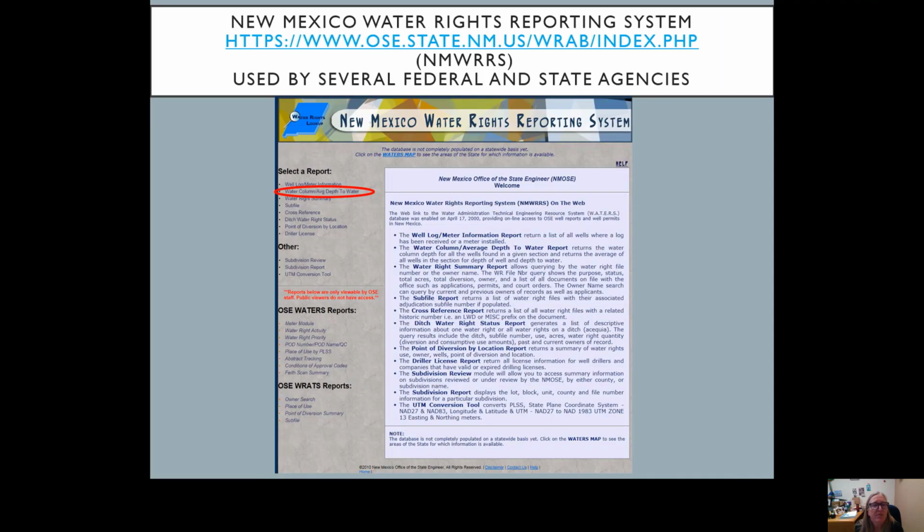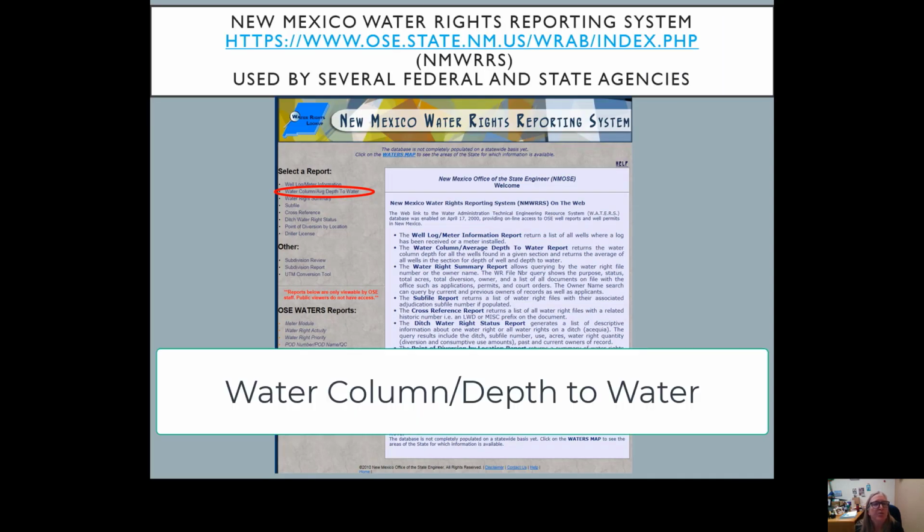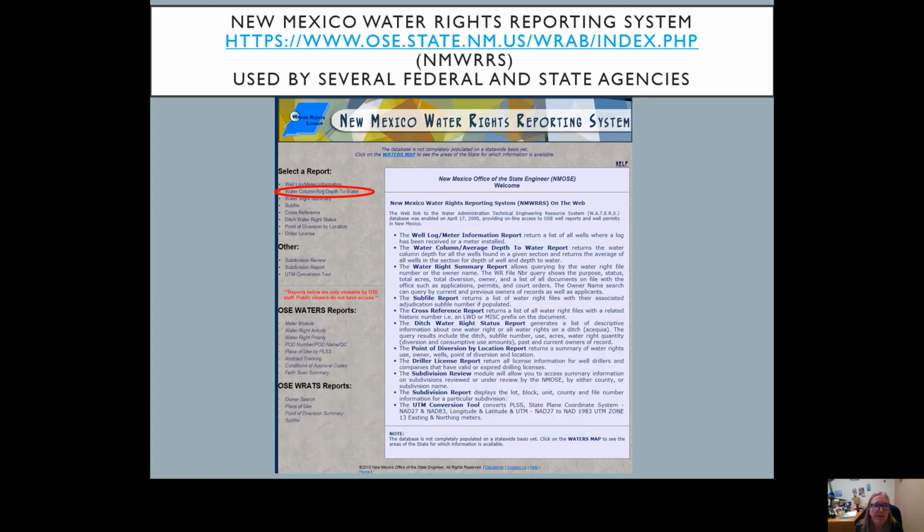Here is where the public and well drillers can go to get depth of water reports. This gives water column and average depth to water reports, and it's based on locations that you provide us and information that's provided on the well record. This is used by everybody, including federal and state agencies as well.